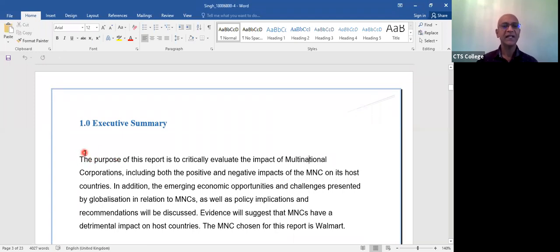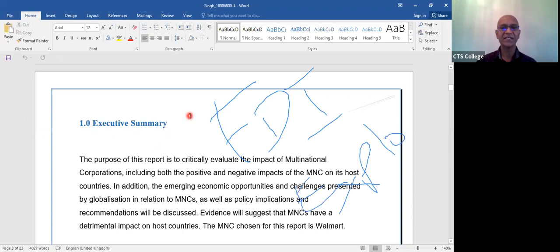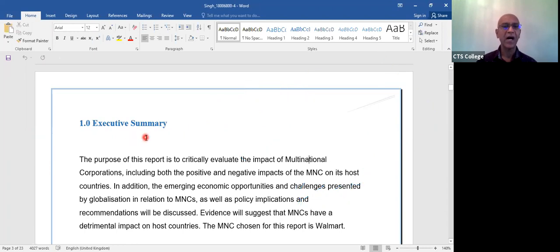It is argued that MNCs often produce many benefits for their host countries, including FDI, job creation, and knowledge transfer. However, it can be equally counter-argued that MNCs produce several detrimental effects to their host countries, including exploitation of the environment, of people, and of governments. So that statement, participants, clearly indicates why this issue is worthwhile of discussion.